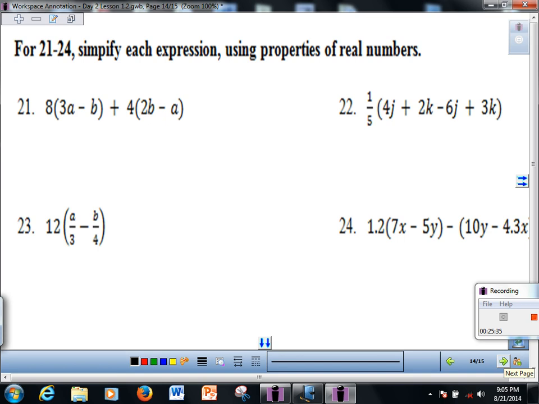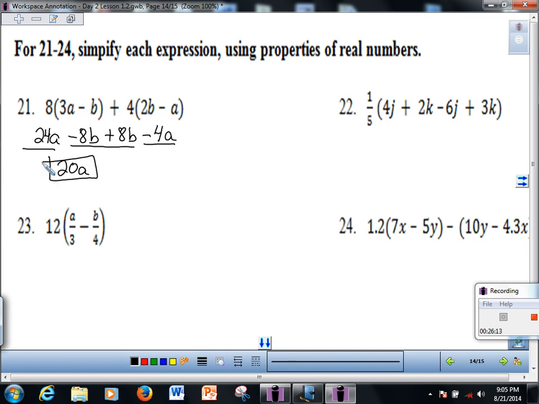On 21, I just wanted to review the distributive property with you and combining like terms. So here goes. I'm going to distribute this 8. So I've got 24a minus 8b plus 8b minus 4a. I did a good job of watching my signs because I'm trying to end the video with you too. This is a like term and this is a like term, so I've got 20a. Those two add out, so boom, there's my answer.